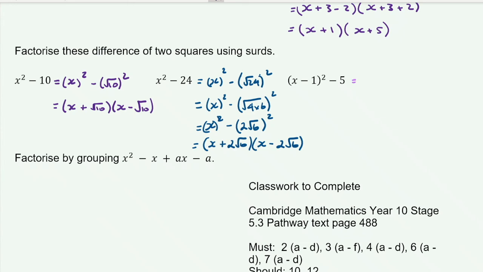Now for this one, we're going to have x minus 1 all squared, that's going to be our a, minus the square root of 5 squared. Now there is no square root of 5 and you can't simplify that one any further. So that's going to become x minus 1 plus the square root of 5, x minus 1 minus the square root of 5.